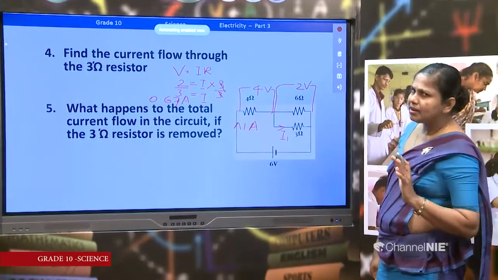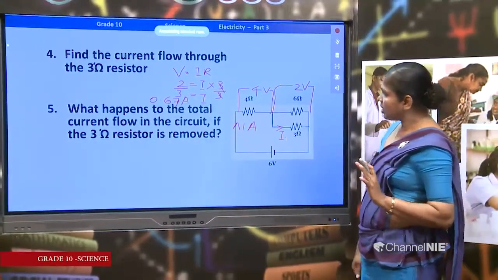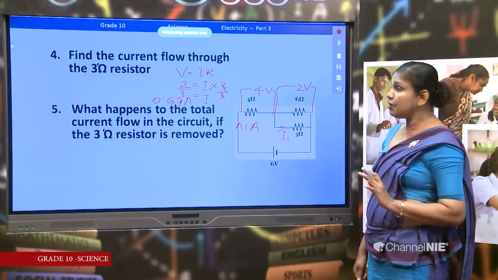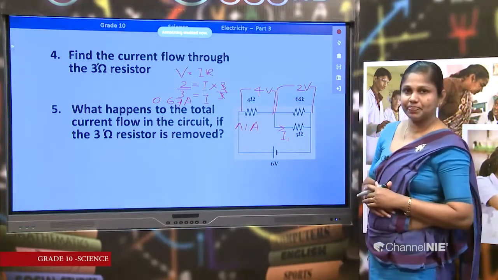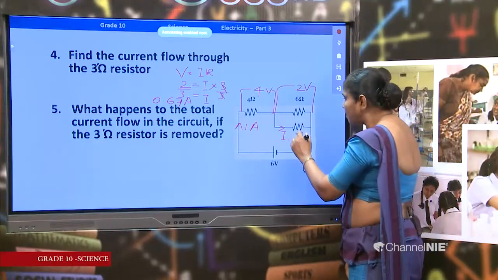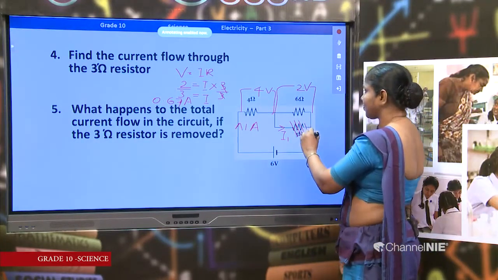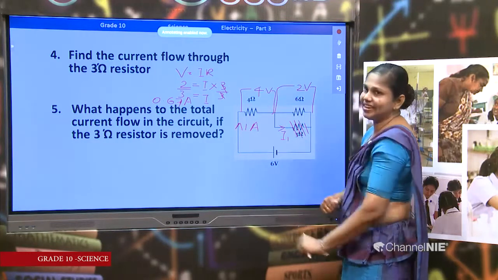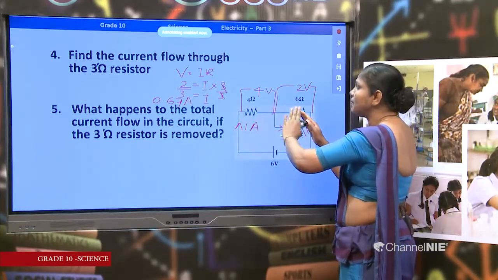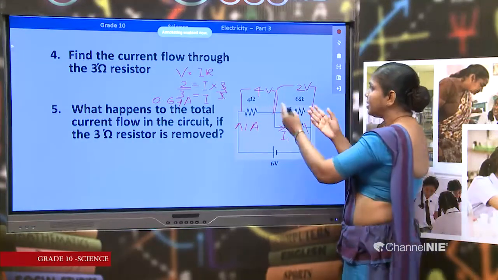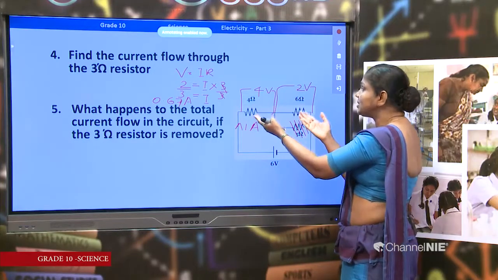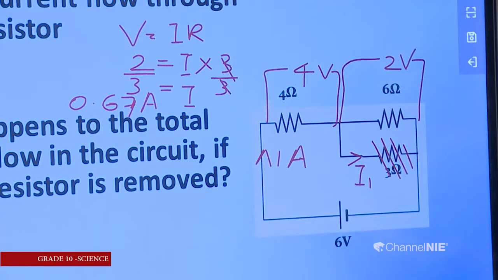Now look at the last question. What happens to the total current flow in the circuit if the 3 ohm resistor is removed? See children, if we remove this 3 ohm resistor, then the circuit becomes like two resistors connected in series. 6 ohm and 4 ohm resistors are connected in series. Now what's the equivalent when the resistors are connected in series? 4 plus 6, then the equivalent is 10 ohm.